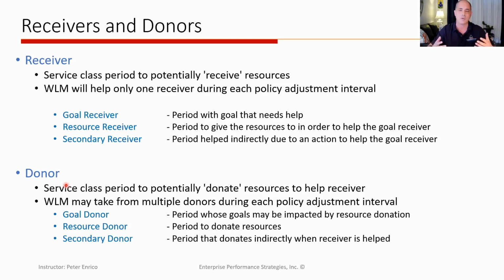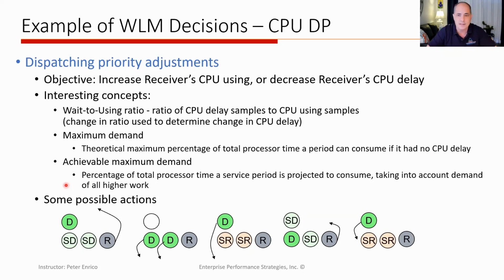Then you have the same thing for donors. A donor is someone who's going to give up something. So WLM selects donors to say, hey, look, I want to help STC high, but in order to help STC high, I have to steal from batch low. Batch low is a donor. There are goal donors, which are the ones whose goals are going to be hurt when they're stolen from. And resource donors are the ones who have the resources actually stolen from them. The reason I go through that is that all of the information about these algorithms and how the decisions are being made are in the 99 records.